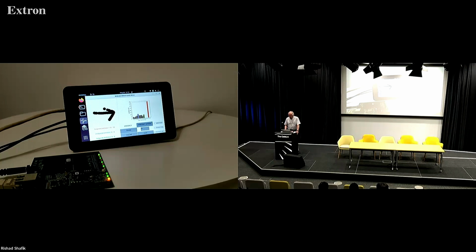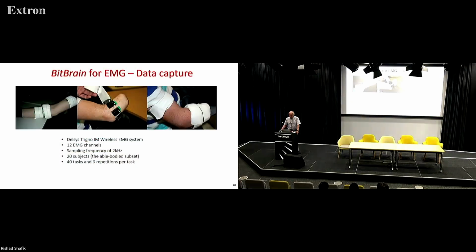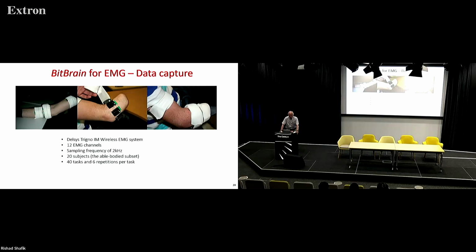What else can it do? Can it do anything slightly more useful than MNIST? Well, one area we've explored a bit is using BitBrain to classify EMG data. And this slide shows EMG data being taken from human subjects with 12 channels, and a subset of the data was taken from the able-bodied individuals who provided the data.